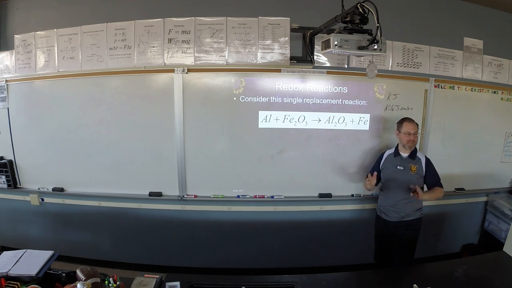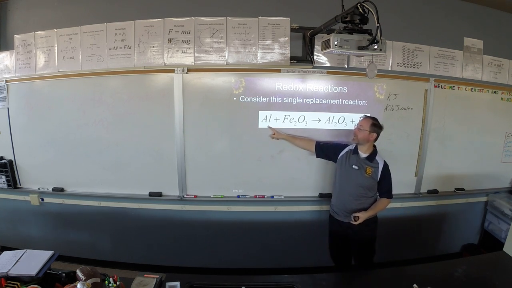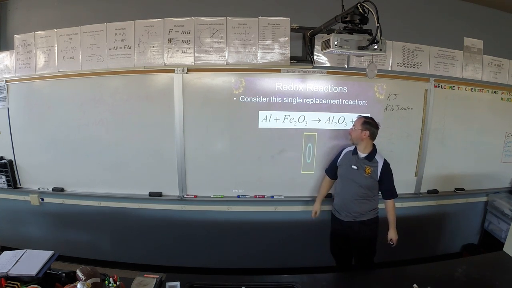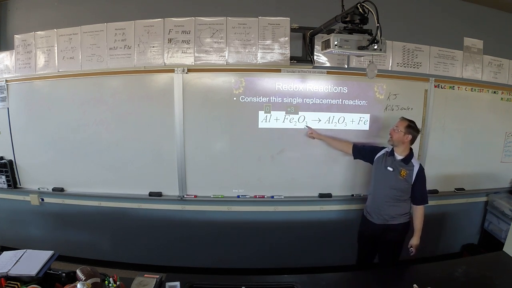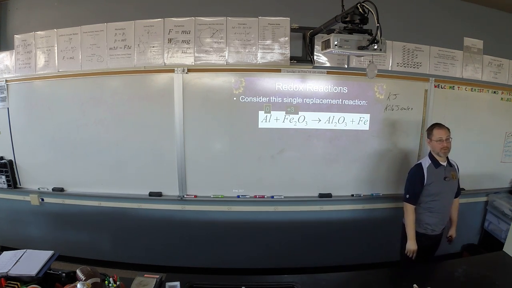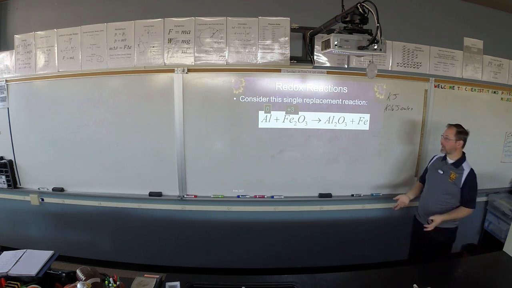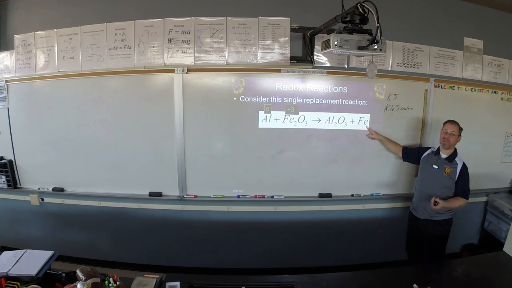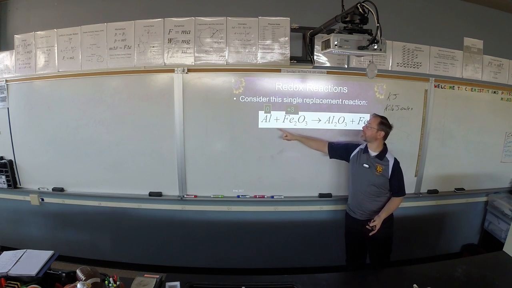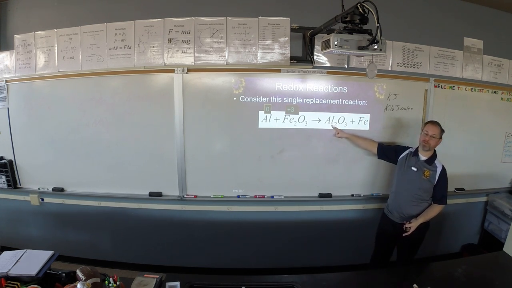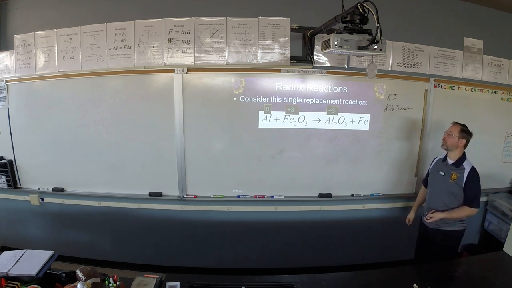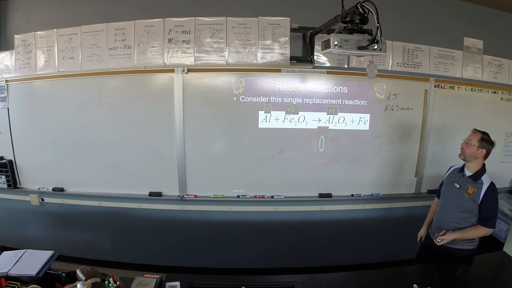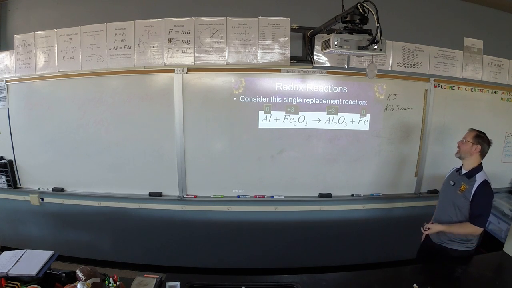What is the oxidation of any free element? 0. So the oxidation of this aluminum would be what? 0. So the oxidation of that aluminum is 0. The oxidation of that iron is +3, and the oxidation of oxygen is -2. So iron starts +3 and eventually becomes what? 0. Aluminum starts 0 and eventually becomes +3. Okay? So this is a redox reaction. Aluminum starts as 0, becomes +3. Iron starts as +3 and becomes 0.